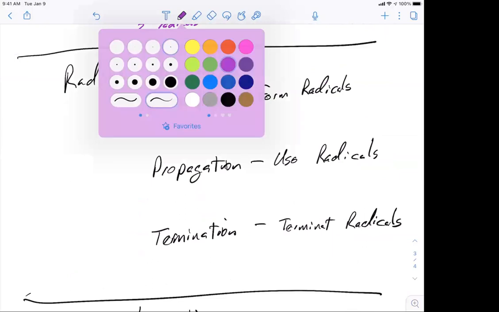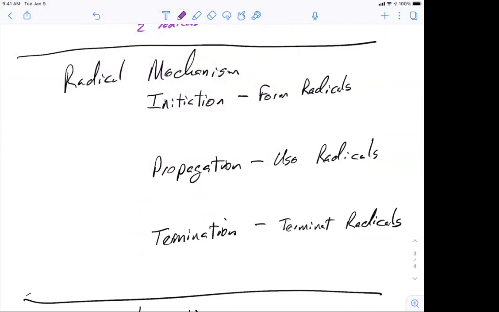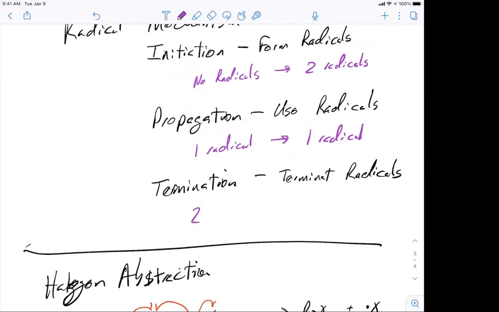Now, when we look at which of these steps are where, in initiation, we go from no radicals to 2 radicals. In propagation, we go from 1 radical to 1 radical. And then termination, we go from 2 radicals to no radicals. Now, because of the way this works, right, you can't go from 1 radical to no radicals. It's always 2 radicals to no radicals.